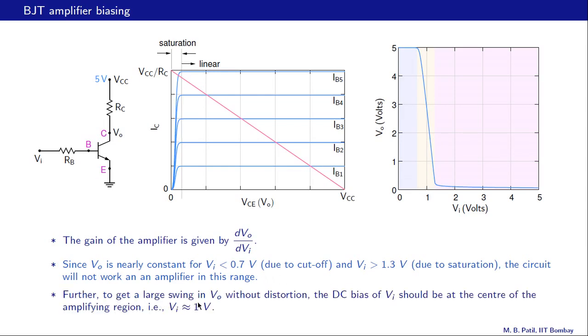Further, to get a large swing in VO without distortion, the DC bias of VI should be at the center of the amplifying region. So this is the amplifying region where we have a good large enough slope dVO dVi, and we now are saying that we should not only operate in this region, but we should operate somewhere at the center of this region. And this point will become more clear in the next slide.